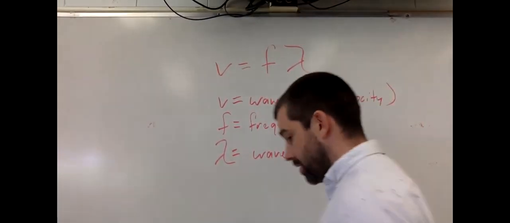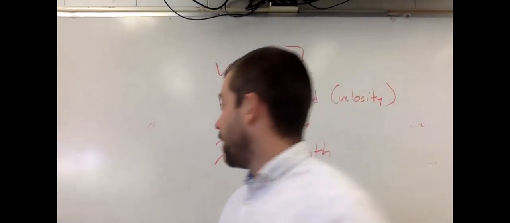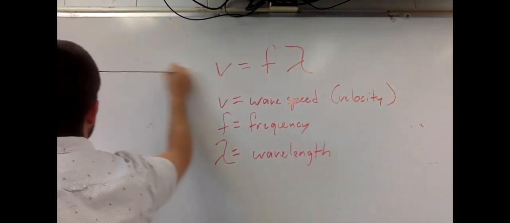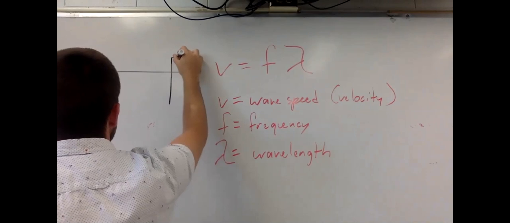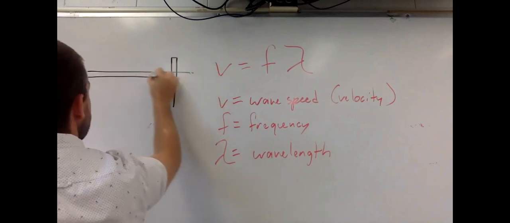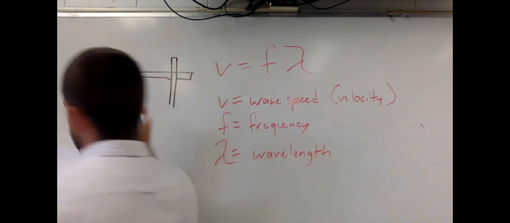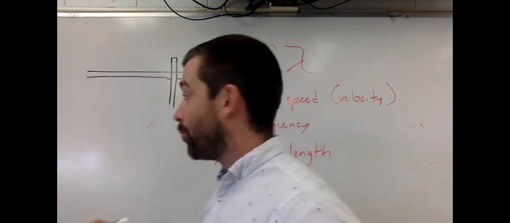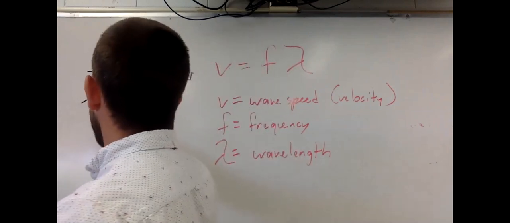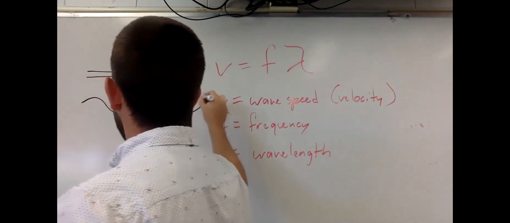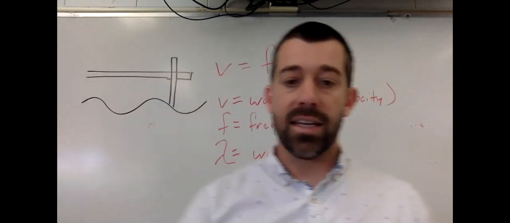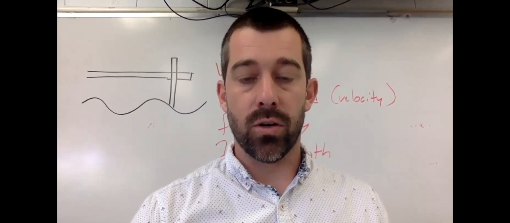All right, so I'm gonna diagram this problem. We've got a dock, right? Just in case you don't know what a dock is, it's the thing that you tie your boat up to, usually made out of wood. And we've got some waves passing by in the water. All right, cool. And then it gives us some information about those waves.